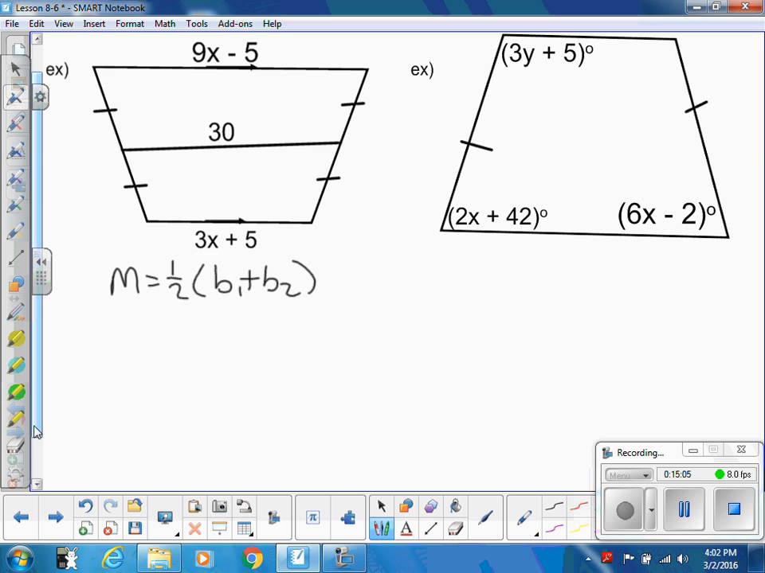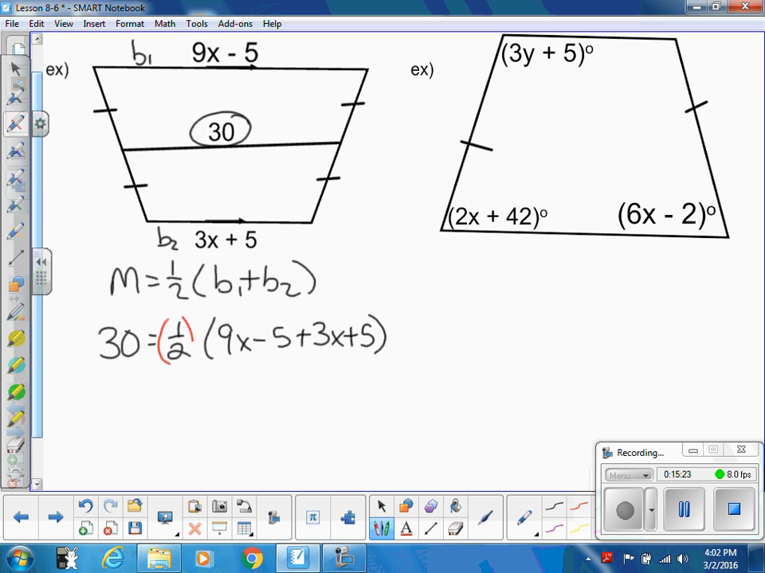So you have to memorize it. So plug in all the parts. Here's the midsegment. 30 equals 1/2 of base 1 and base 2 added together. Okay?